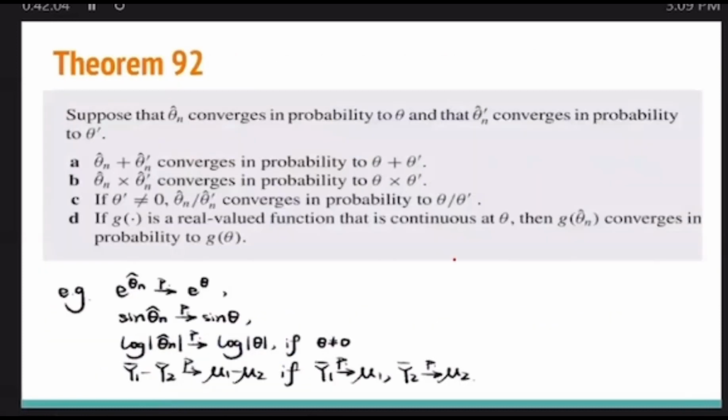Now I want to go into another theorem. There's a theorem in statistics that we call Slutsky's theorem. Suppose theta cap n converges in probability to theta. Maybe we have two different estimators, and the two of them converge to different things. You now know we are talking about convergence in probability. Suppose that theta cap 1 converges in probability to theta 1, and another theta cap 2 converges in probability to theta 2.